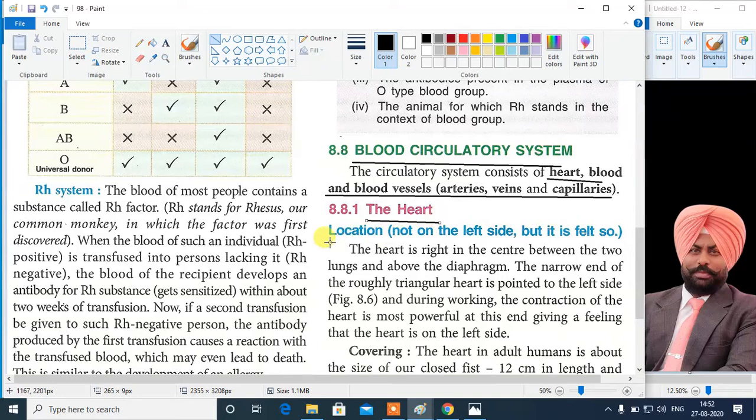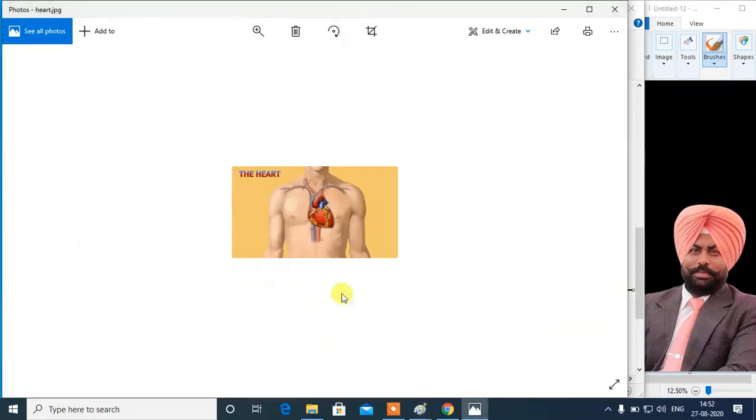First of all, let's see the location of the heart. The heart is situated in the center between the two lungs, above the diaphragm. But its narrow end, which is roughly triangular, is pointed towards the left side. Let's understand this with the help of an image.